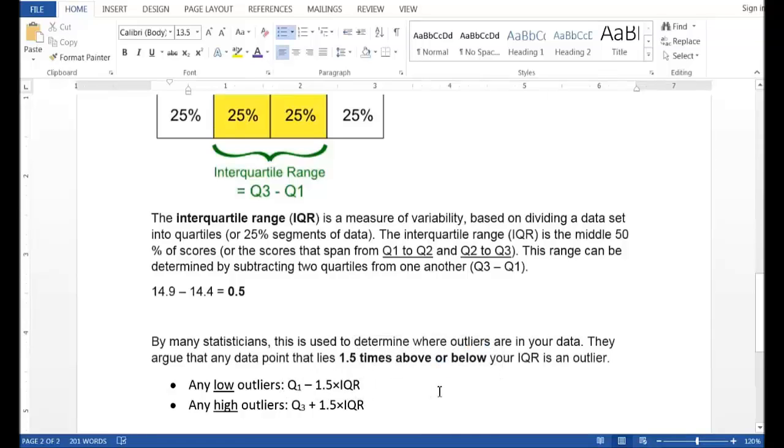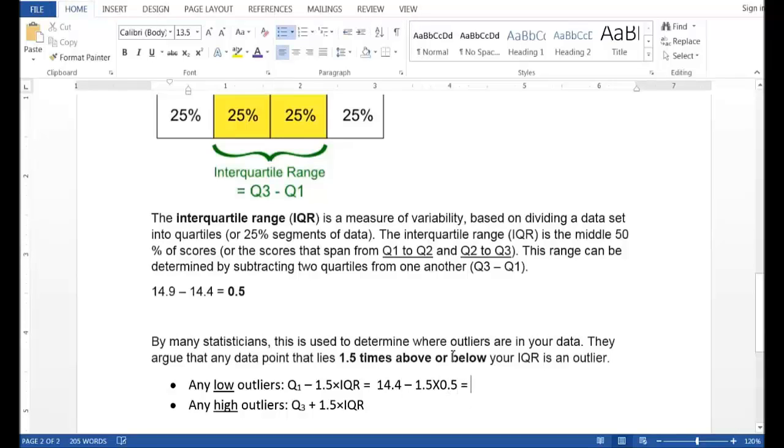So using this data set, what we can do is find what the number for an outlier that's really, really low could be. So what was Q1? Well, we took Q1 right here. It was 14.4. So for this first formula, for any low outlier, we would use Q1, which is 14.4, and we would subtract 1.5 times our interquartile range, which was 0.05. I'm sorry, just 0.5. So it'd be times 0.5.